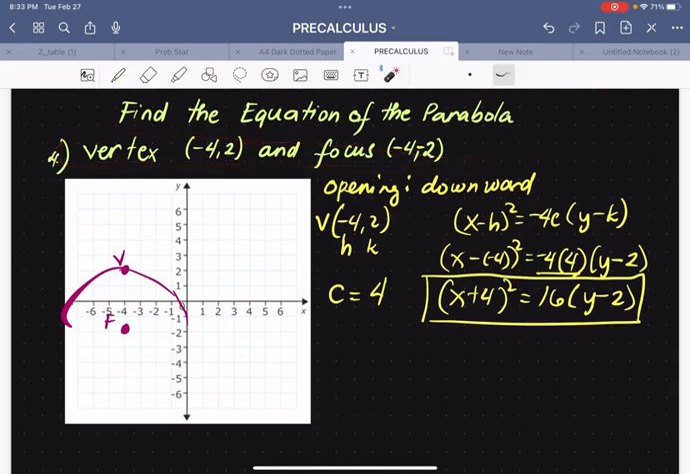So that's the way how you are going to find the equation of the parabola given some condition.